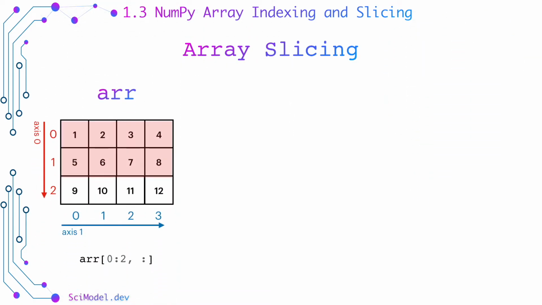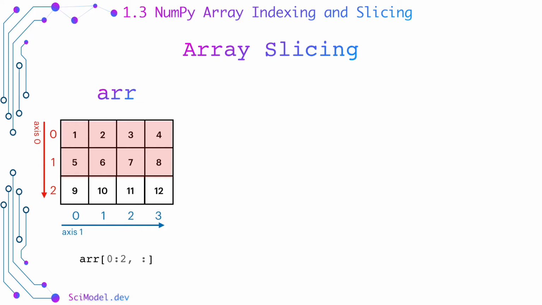In the first example, the 0 axis spans over indices 0 and 1. So the start index for the 0 axis is 0 and the end value is 2. Remember that the end value is exclusive, so values in the third row are excluded. However, the selected values span all over axis 1, so only a colon is used for slicing axis 1.